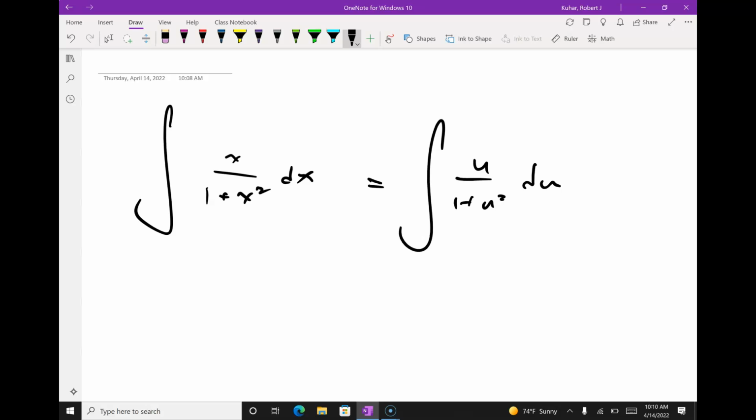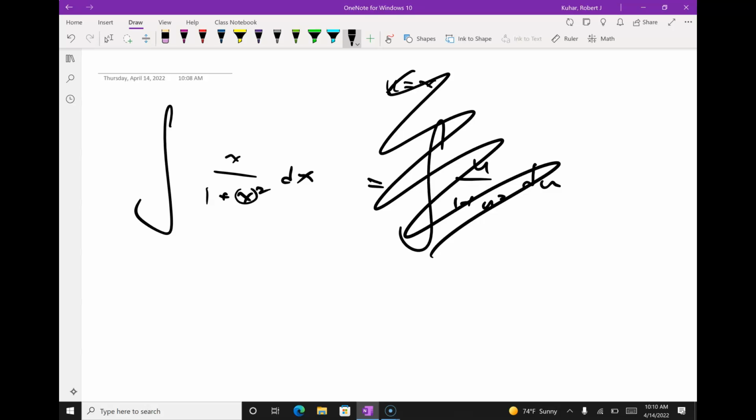Okay, so like I said, you can try something, right? Do you agree with that, first of all? If u is x, right? So there's the inside. If u is x, well, the upstairs is now u, the downstairs is now 1 plus u squared, and du is dx. So dx is now du. So it's the same problem. So that's not it. So we're going to our next level inside. It's got to be the whole downstairs, right? Let u be the downstairs, 1 plus x squared.